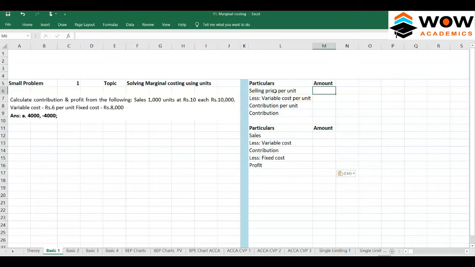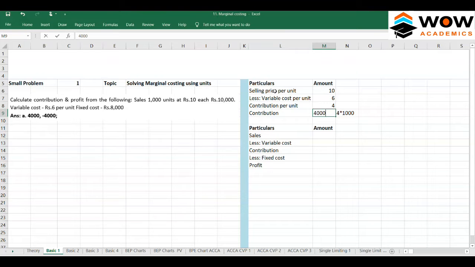First we'll get it from selling price. So selling price per unit is 10. Variable cost is 6. So contribution per unit is going to be 4. And we can find out the total contribution. How do we find out total contribution? Multiply 4 rupees per unit into 1000 units. You will get the contribution.